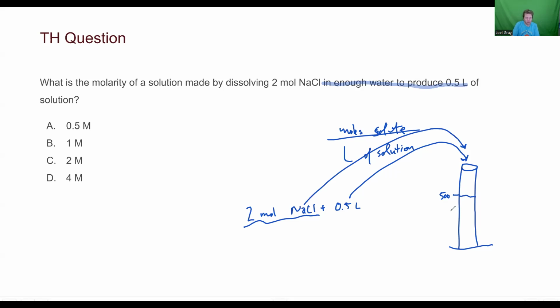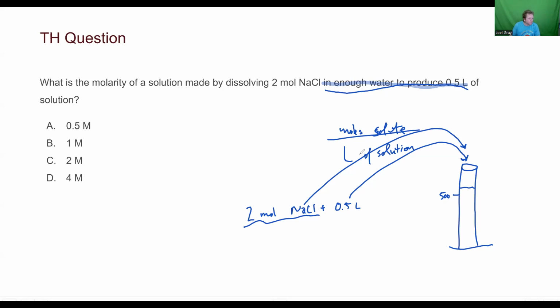Chances are that with the salt added, my volume is actually going to be up here. The reason is because NaCl occupies space. So that's why we have this seemingly strange phrasing: you would get the solid and then add water up until 500 milliliters. Are you adding exactly 500 milliliters of water? No, you're adding like 490 or something. But the salt does occupy space.